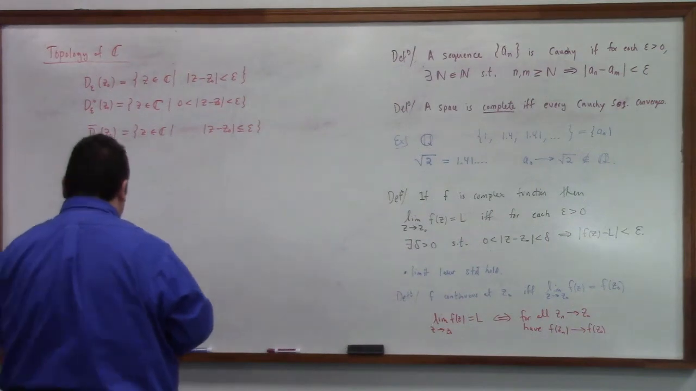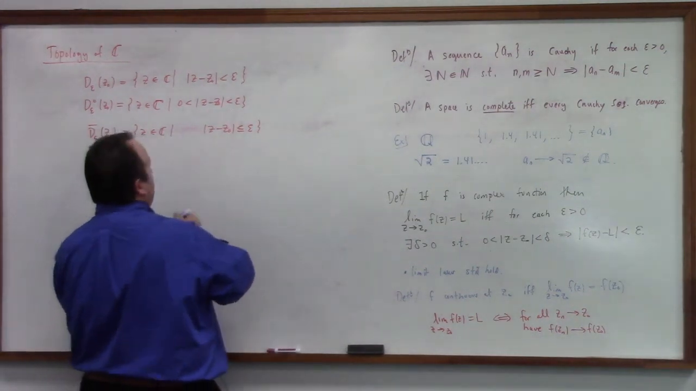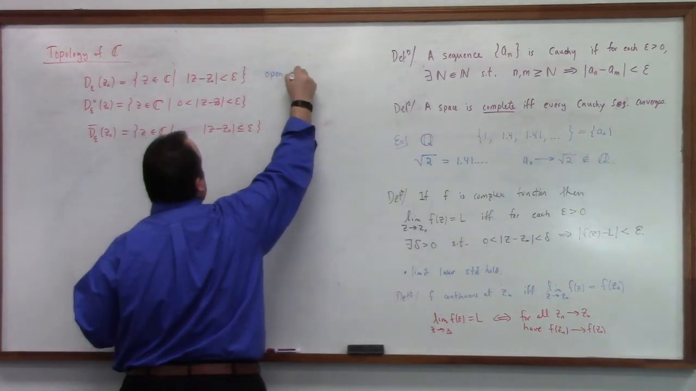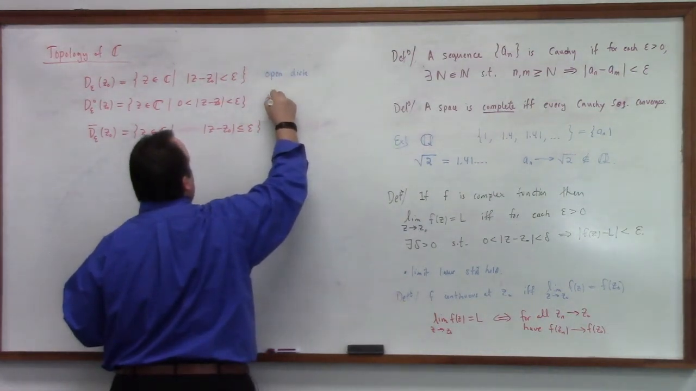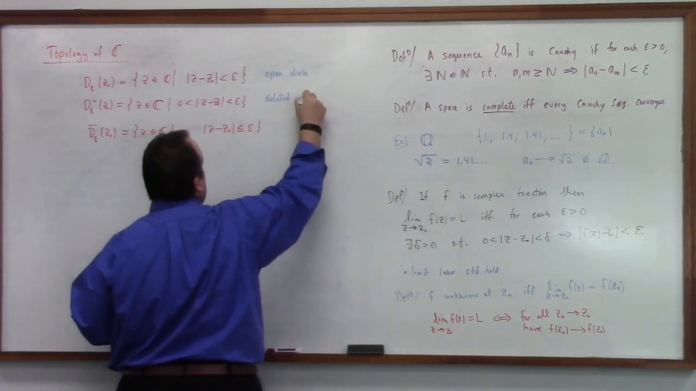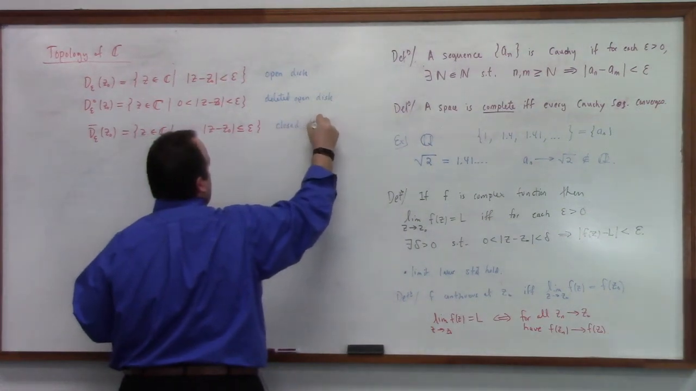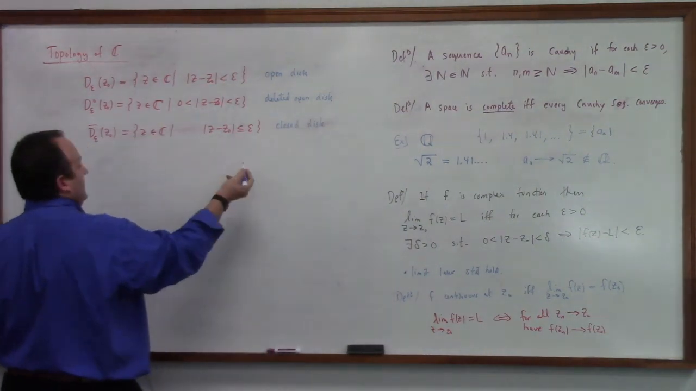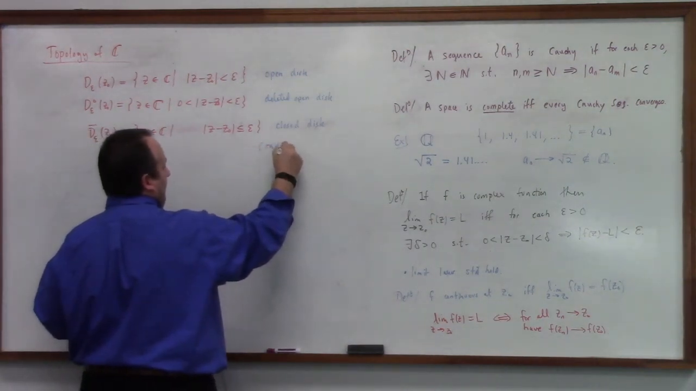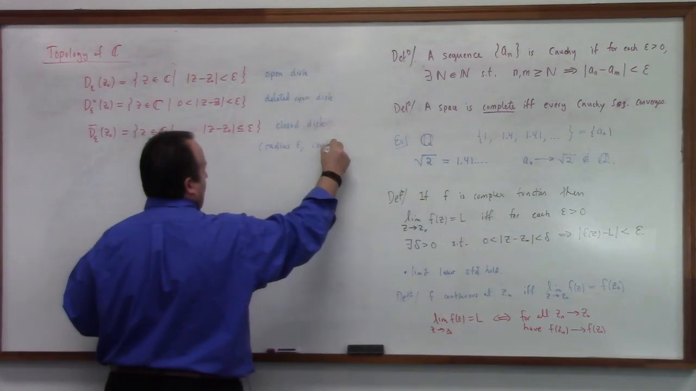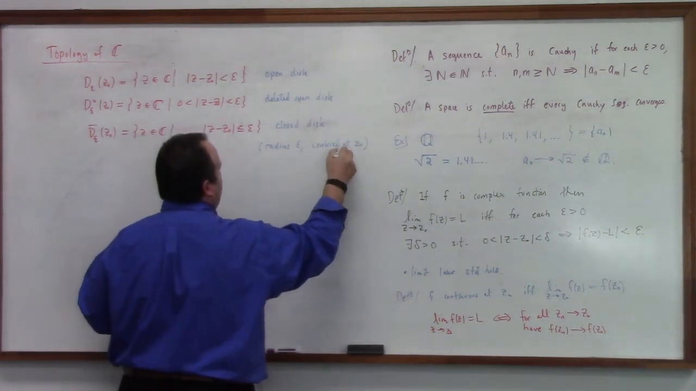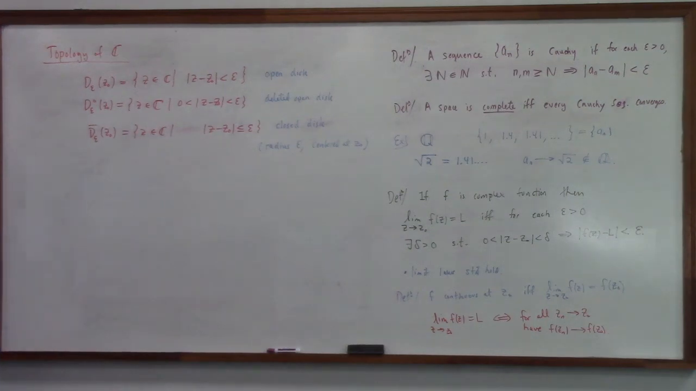So what you're looking at here is the open disk, deleted open disk, and closed disk. And these are all radius epsilon centered at z naught. So I should attach that phrase to each one of these to be complete. Each one of these is a disk of radius epsilon centered at z naught. The first one's open, the second one's deleted, and the third one's closed.